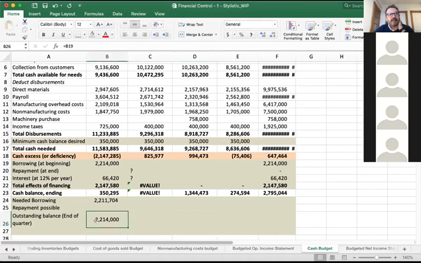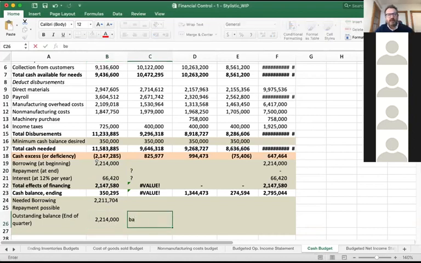So what I did, firstly, I calculated something here, which is the outstanding balance of the borrowing at the end of the quarter. So for the moment, it's 2,214, right? Because we did not pay back. And why do I do that? Because I'm going to use that as basis for interest calculation. Okay, next quarter calculation.